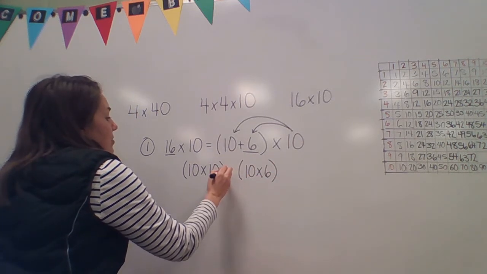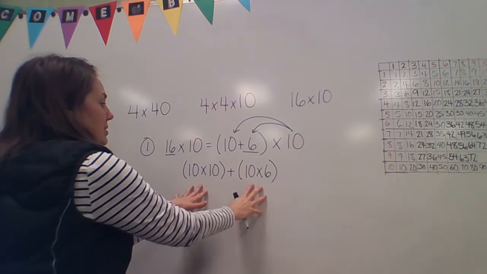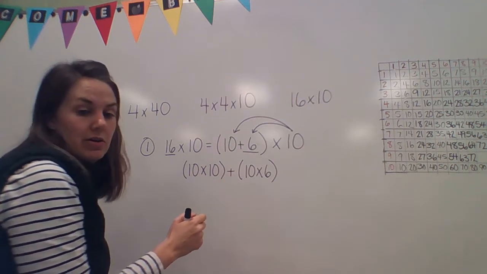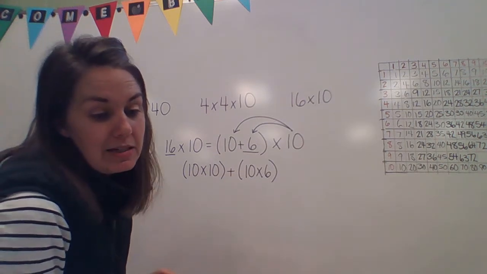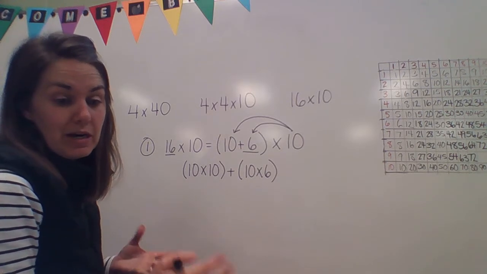And then I'm going to add those two together, right? So I'm going to get my 2 answers, and then I'm going to add them together. So let's find what that would be. Number 3 says write the products in the blanks. So that's what I'm going to do.